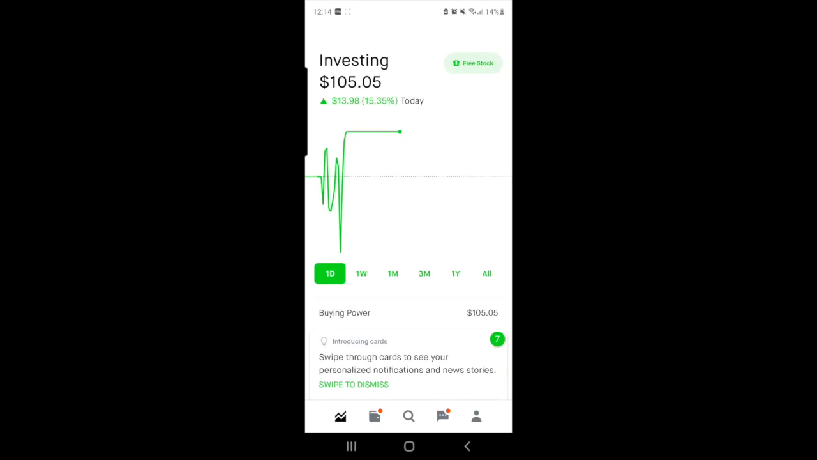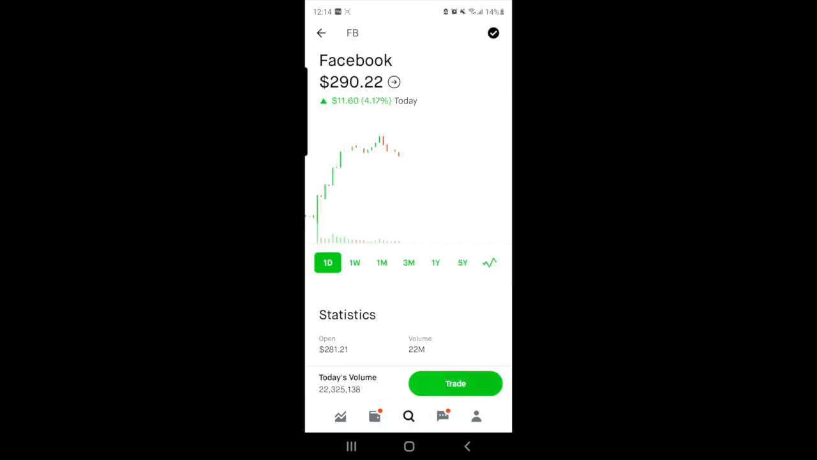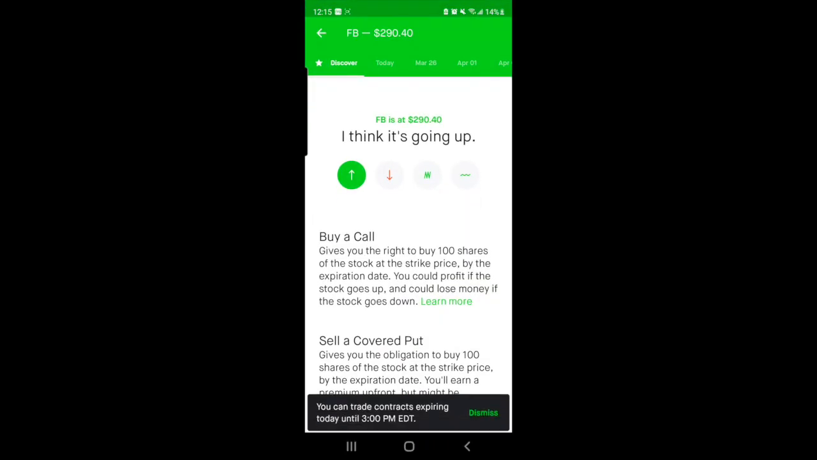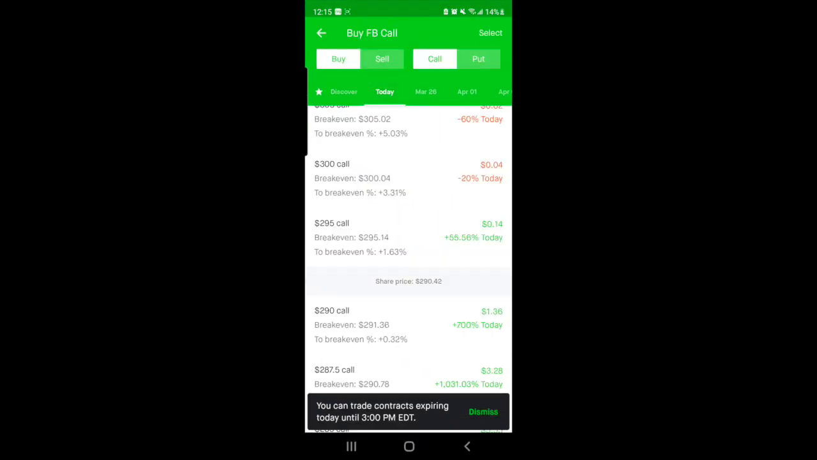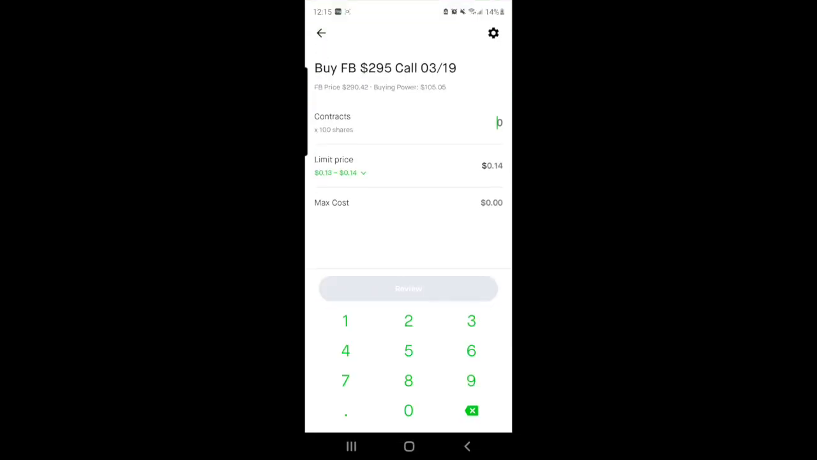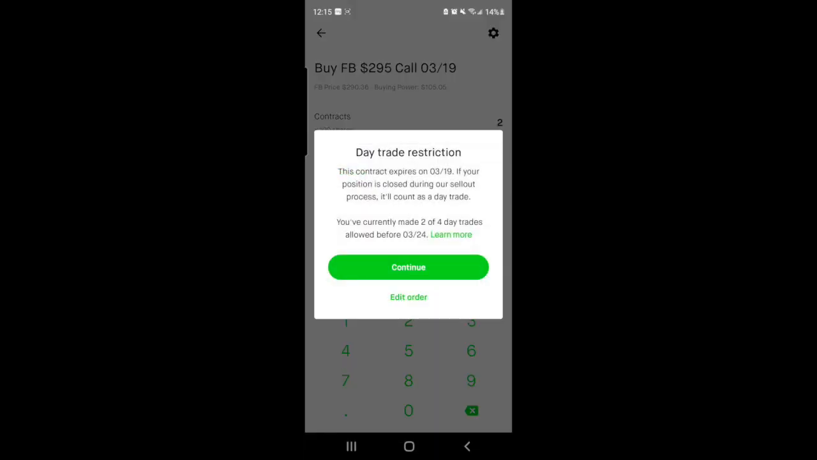So today I want to show you all how to enter an option trade on Robinhood. There are a lot of different ways to enter the trade, but you want to make sure you find a good contract. The contract I'm about to show is a quick day trade I got on Facebook. So I'm looking at Facebook, you'll say trade options. I'll be doing a quick day trade and I'm just going to get in for a few minutes and spend a little money, and it'll give you a day trade restriction as you get into the trade.